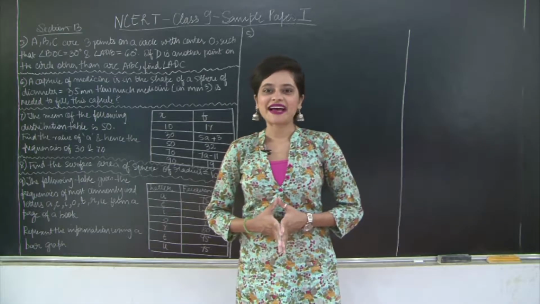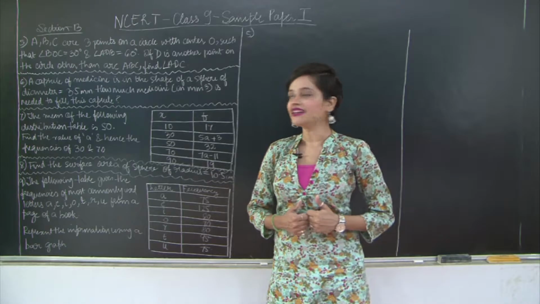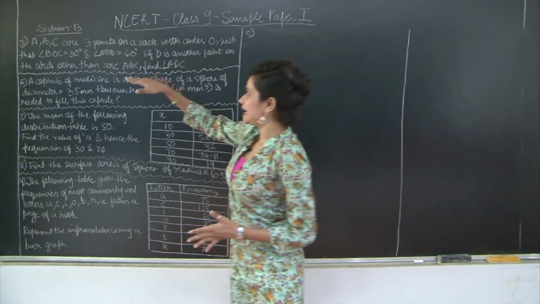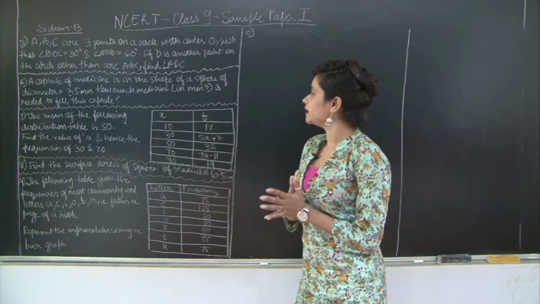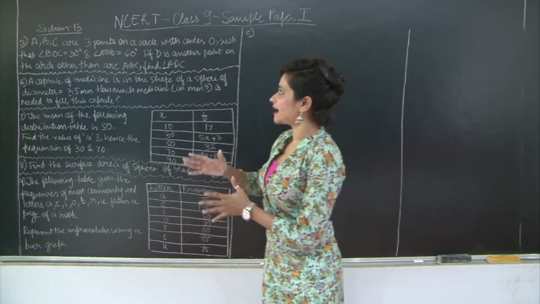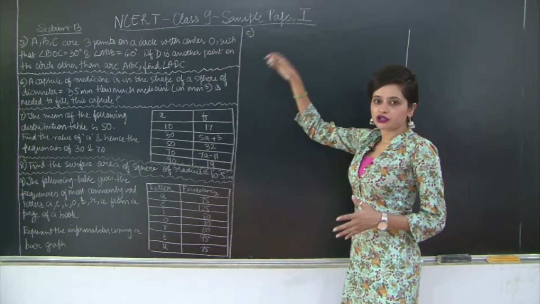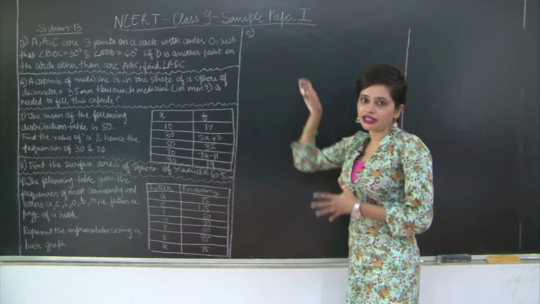Hello students, welcome back. Let us continue with sample paper 1, section B, question number 5. So here we've been given that A, B, C are 3 points in a circle with center O such that angle BOC is equal to 30 degrees. So while we are reading the question, we will even do the construction in geometry.